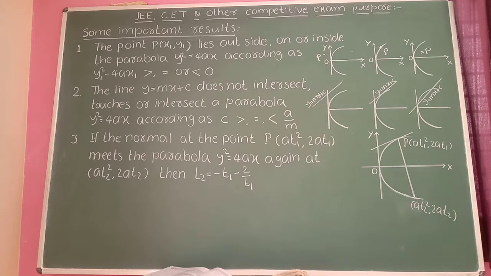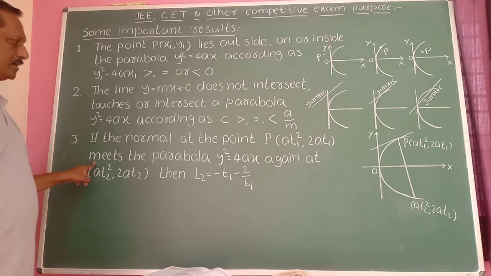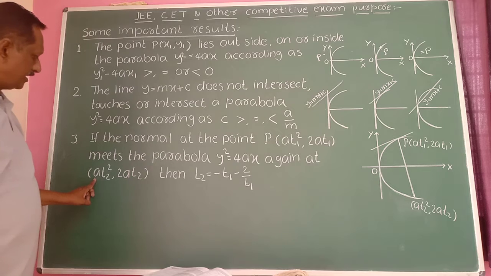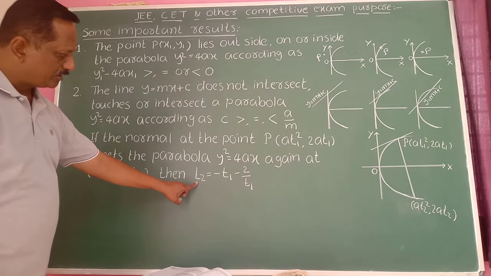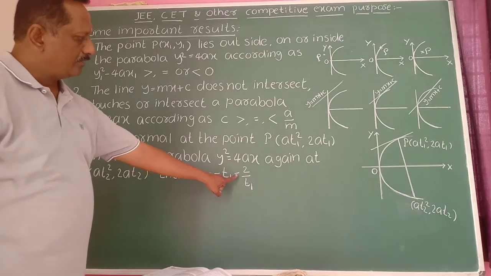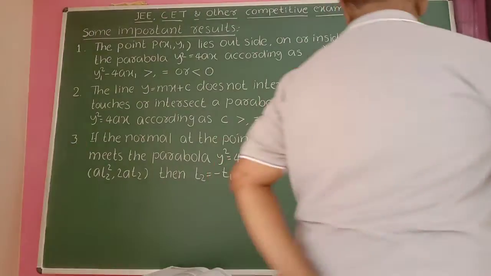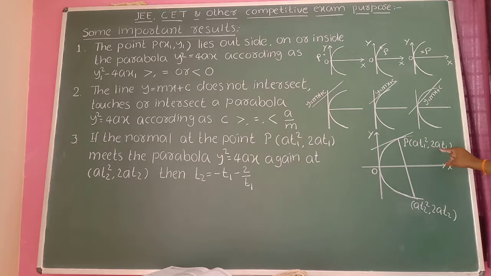If the normal at the point P(at1 square, 2at1) meets the parabola y square is equal to 4ax again at Q(at2 square, 2at2), then the relation is t2 is equal to minus t1 minus 2 divided by t1. Here this is a tangent at this point with coordinates (at1 square, 2at1). Then this is the normal here.